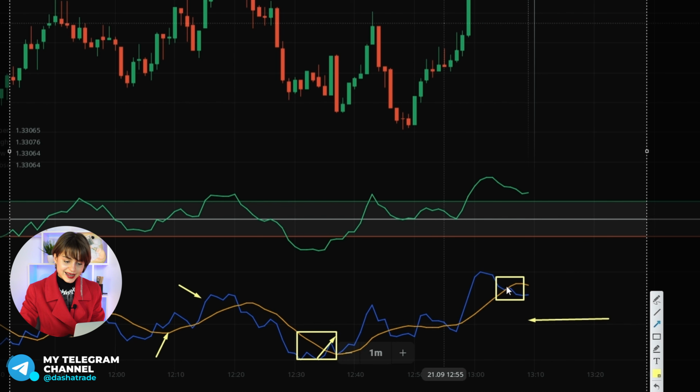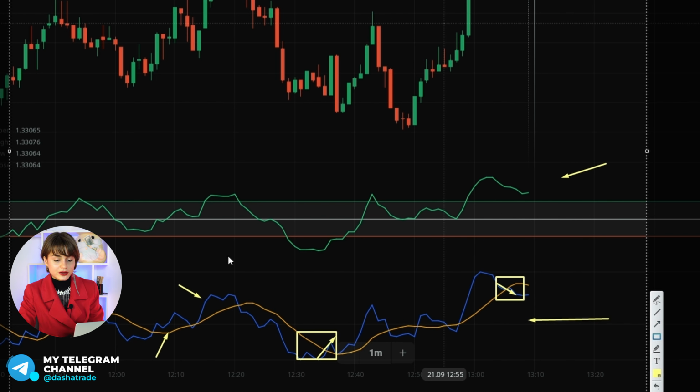If we see an intersection where the blue line intersects the yellow one from top to bottom, this is a signal to bet lower. But we're entering only when we see the signal from the second indicator, which is called the maker.